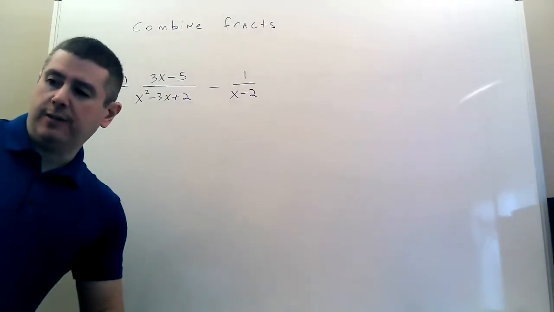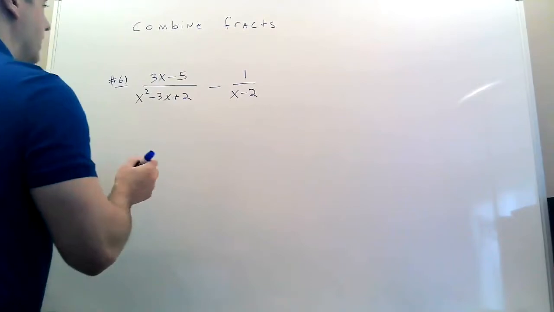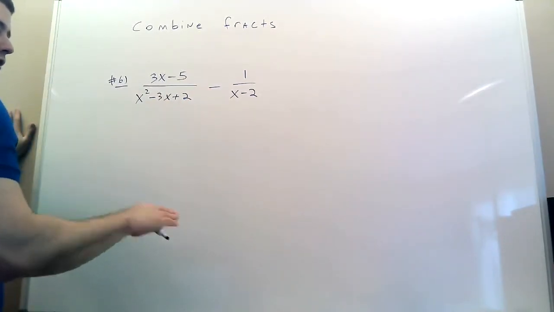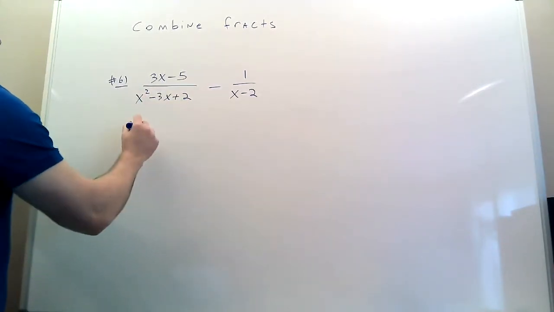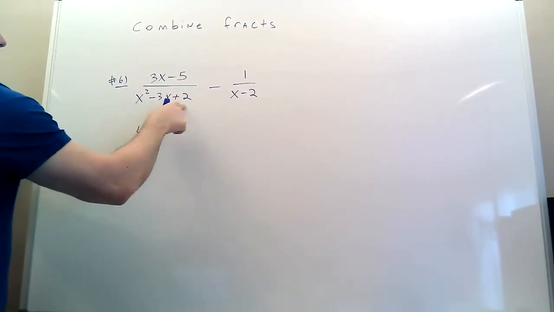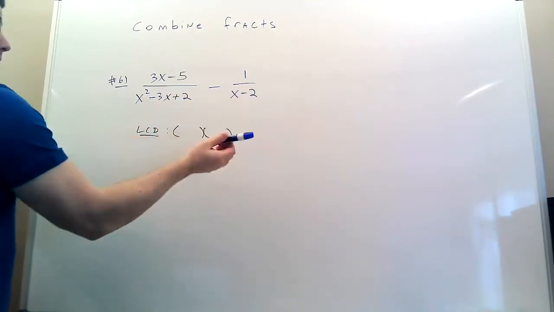All right, 6 is tricky. 6 is tricky because you have a negative here. And whenever you have a negative, it's going to make things more complicated because subtracting is always harder because it switches the signs. So again, like we did on all the other questions, we factor the bottom, that can be factored.